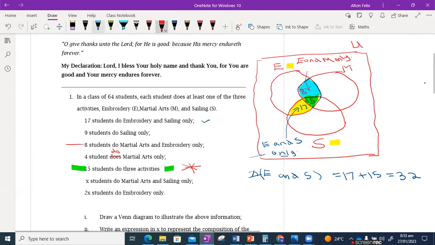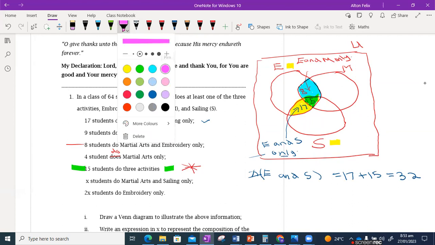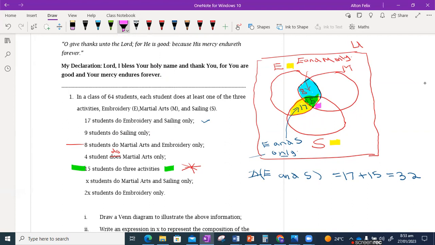And finally, we look at the third bit of information on the 2 sets at a time, which will be sailing and martial arts. Let's see that in pink. So this region here in pink would represent sailing and martial arts only. So let's put a little note there. This is martial arts and sailing only.